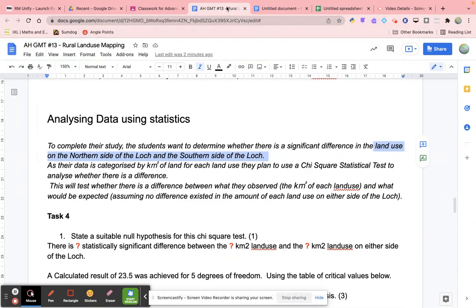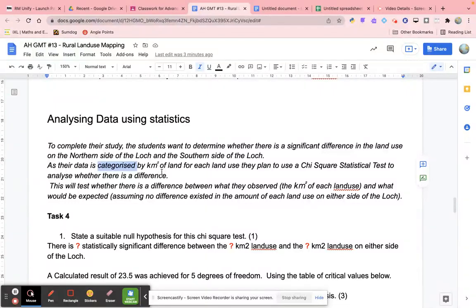So let's go back and have a little look at why use chi-square. Well, first of all, if data is categorized, and in this case it is because it's the amount of kilometers in each of the different land uses, so the land uses are the categories, okay? It automatically becomes possible to use chi-square.